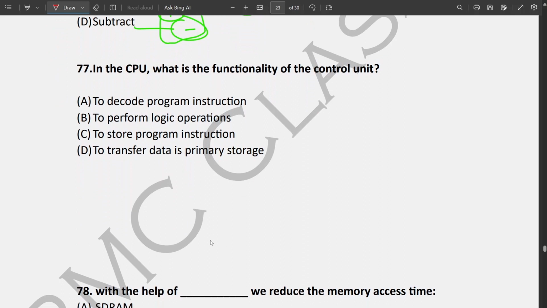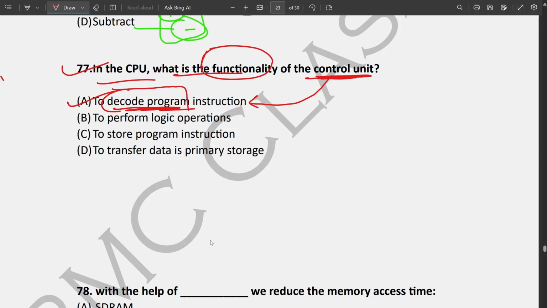Next. In the CPU, what is the functionality of the control unit? Functionality of the control unit. The answer will be decode program instruction. The control unit decodes program instructions.